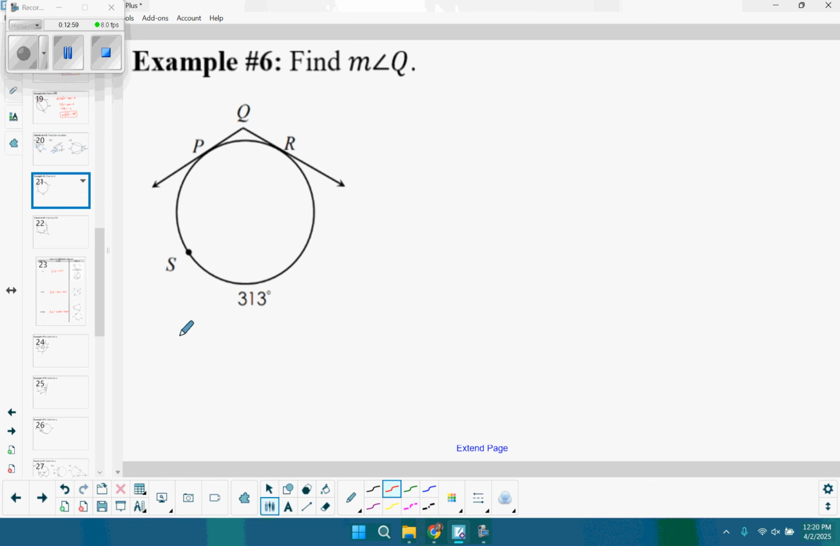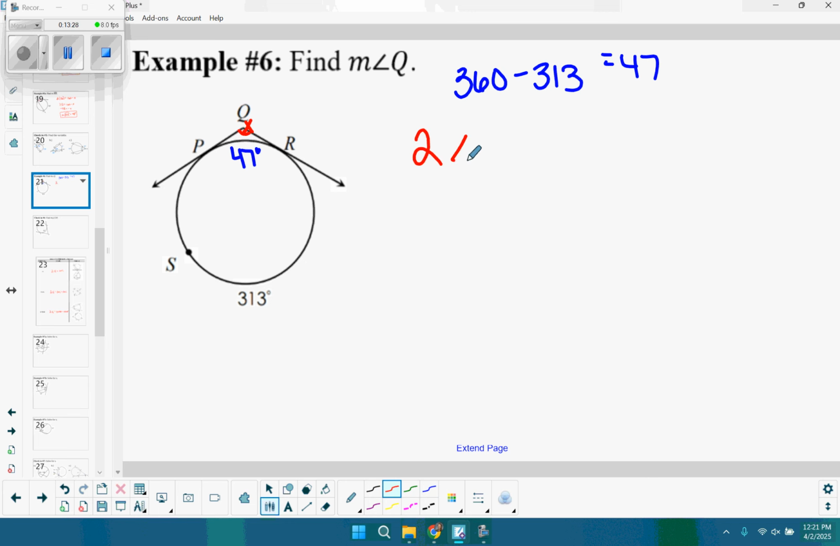So for example 6, we're looking for the angle Q. You'll notice in this one, all I have is a number for the outer arc. Q is going to be my variable, but I still need to put something for my inner arc. If you remember earlier, I said since the circle is only made of these 2 arcs, we know that the outer and the inner add to 360. So 360 minus 313 is 47. So the inner arc is 47 degrees.